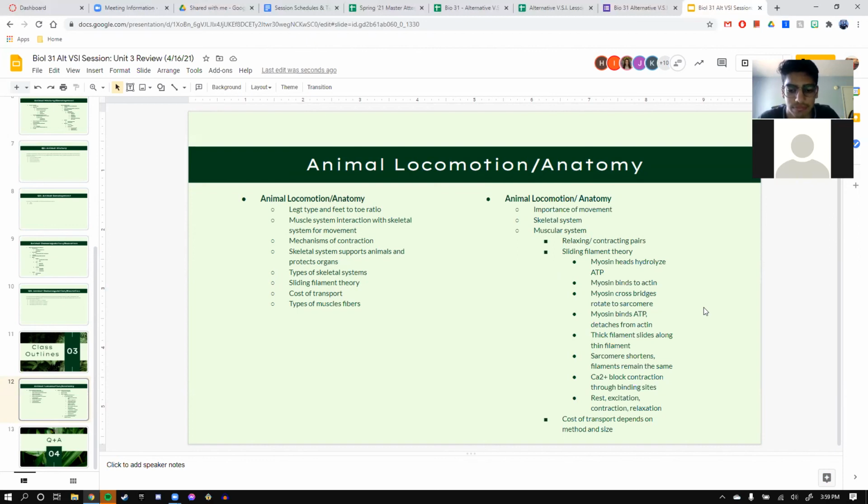And then I also had a little note down here. The cost of transport depends on the method and the size. Not only how is the animal moving, but also how is the animal exchanging energy and nutrients and materials within its system. And also how big is the animal? Because obviously bigger animals will probably have a larger cost, just in general.